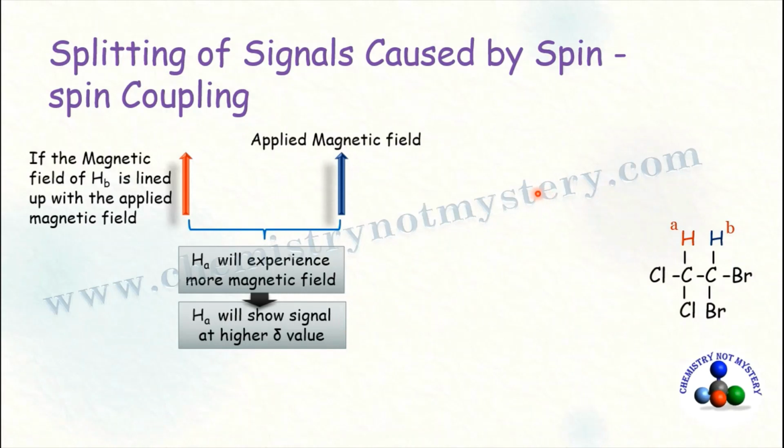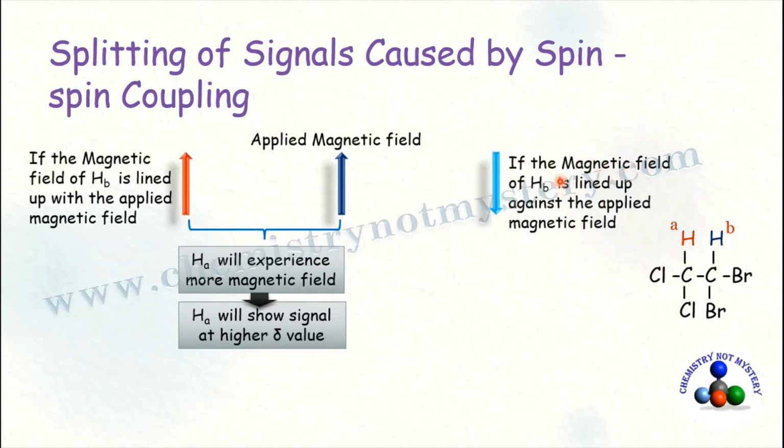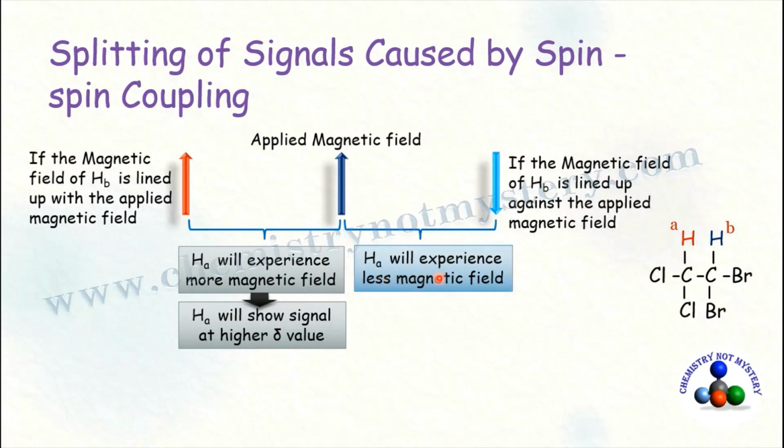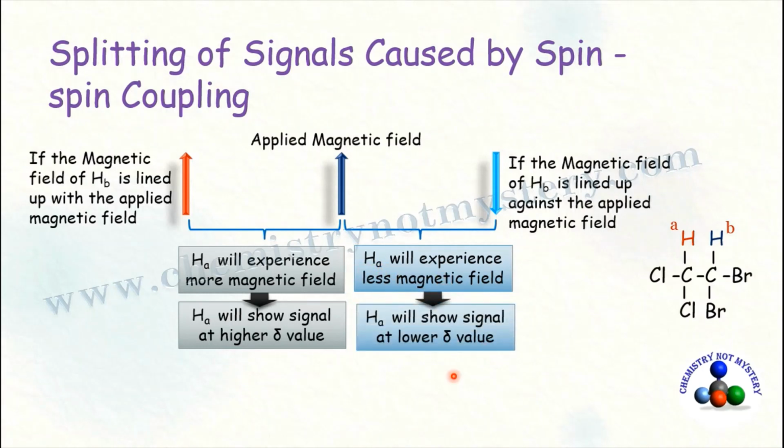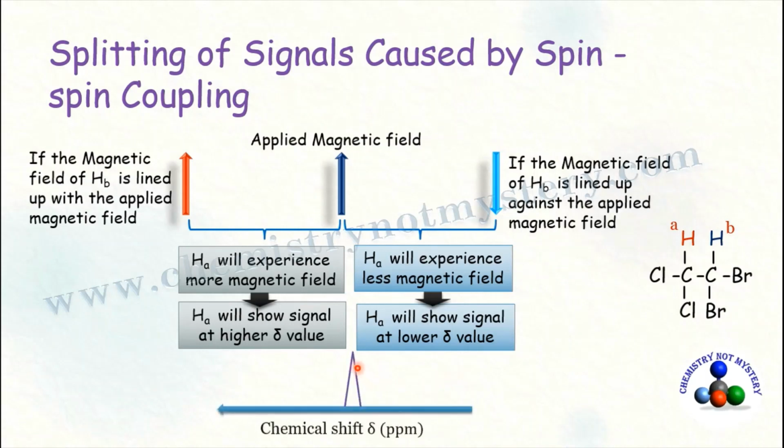While in the other condition, if the magnetic field of proton B is lined up against the applied magnetic field, it gets subtracted from the applied magnetic field. Hence, proton A will experience less magnetic field, which causes less energy difference between its alpha and beta spin state. Therefore, it absorbs signal at lower delta value. That's why instead of getting a single peak in the NMR spectrum for proton A, you will get a doublet for proton A. Similarly, you will get a doublet for proton B as well.